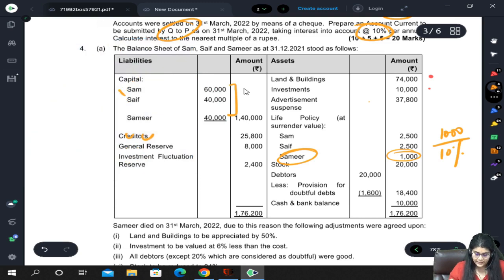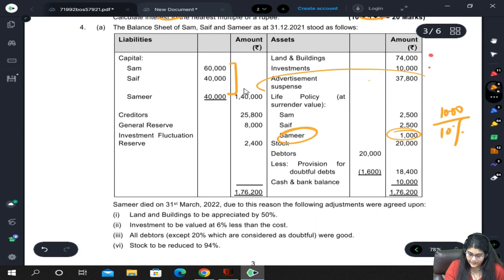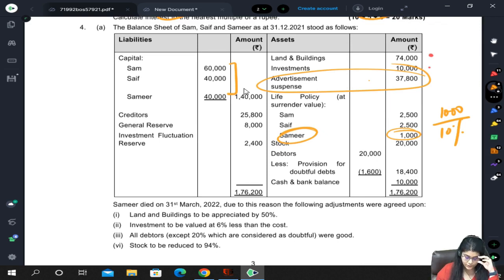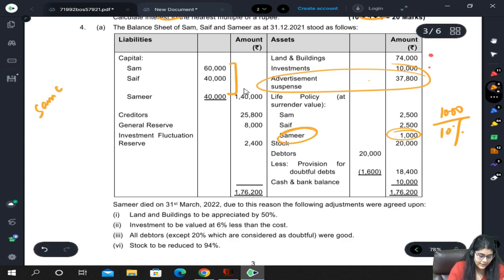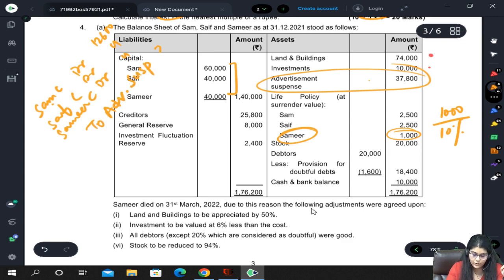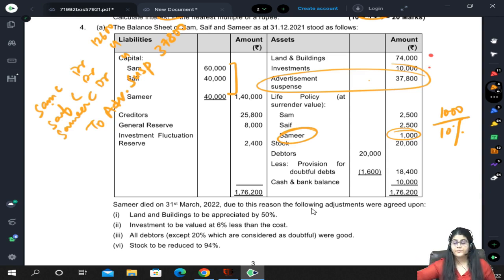Next, this life policy thing is sorted. Now next we move on to writing off this suspense. This cannot stay if we are reconstituting the firm. So this 37,800 again will have to be distributed in the same 1:1:1 ratio. So 37,800 by 3 gives us 12,600. This is a debit item, so all of their accounts will get debited. Sam capital debit, Saif debit and Samir debit 12,600, and we will write off advertisement suspense account of 37,800.